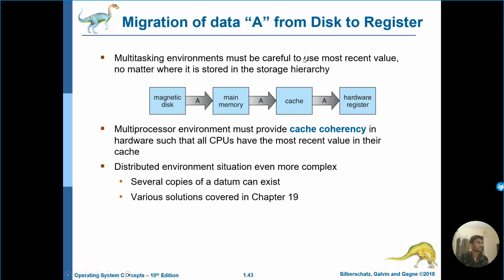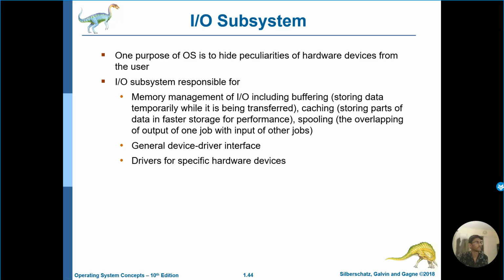Moving next, input output subsystem. Again, talking about input output, it's another big topic that we come across in operating systems. How input output is done on a computer, a phone. Buffering, storing data temporarily while it is being transferred. Caching, storing parts of data in faster storage, like as we've seen, for performance. Spooling, the overlapping of output of one job with input of other jobs.